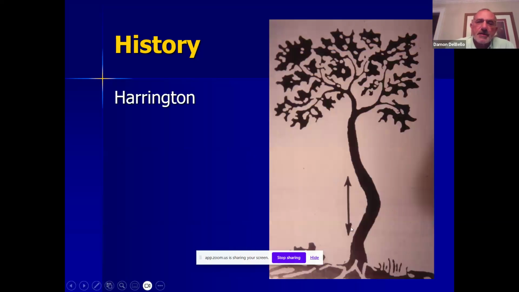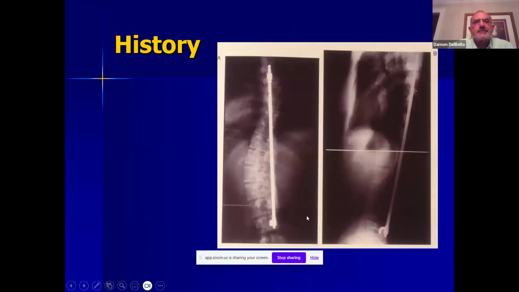The premise of the Harrington instrumentation is straight distraction. It was a straight rod with a hook above, a hook below, that just distracted the spine for correction. And so here's a ratchet device here, upward going hook here, downward going hook, and you'd ratchet this, you'd distract it intraoperatively and stretch the spine out. What was the problem with that? The problem was on the sagittal plane, it created a flat back, a straight back.